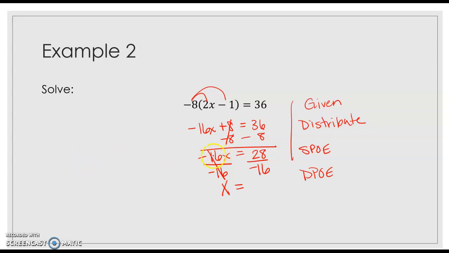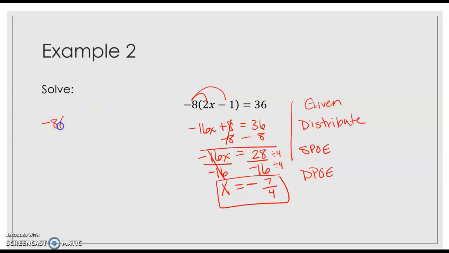So what we're going to do is simplify. I know that 4 will divide into both of these. And so positive over negative means our answer is negative. 28 divided by 4 is 7. 16 divided by 4 is 4. And so we end up with a negative 7/4. And again, if you are unsure, then plug it back in.